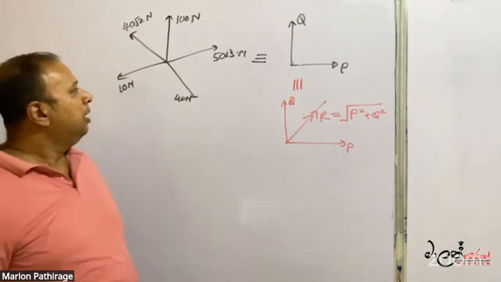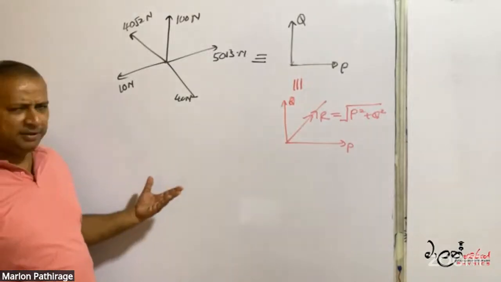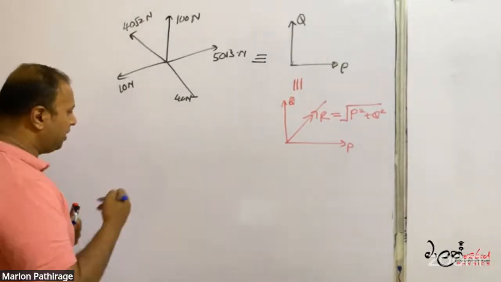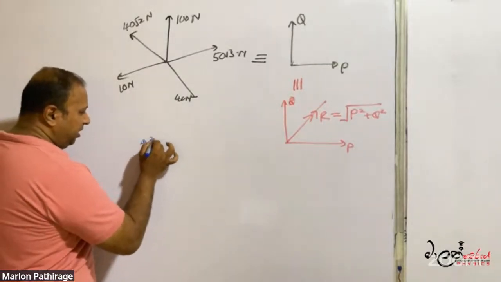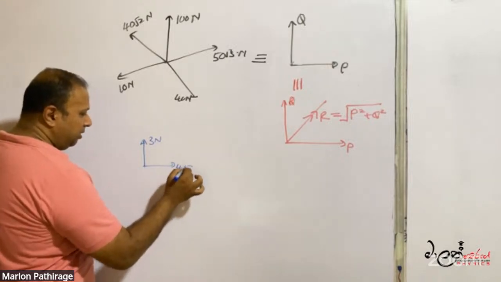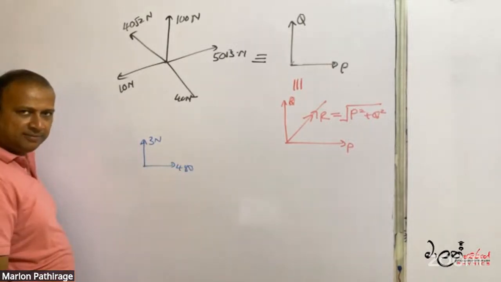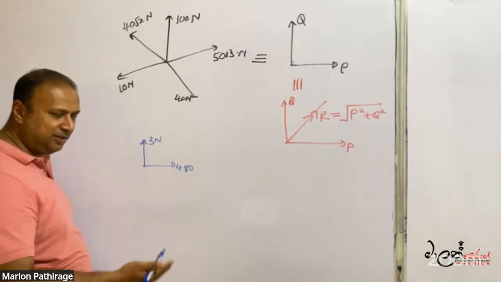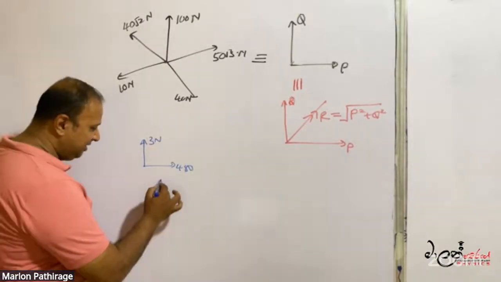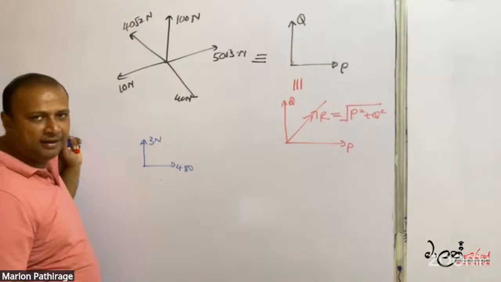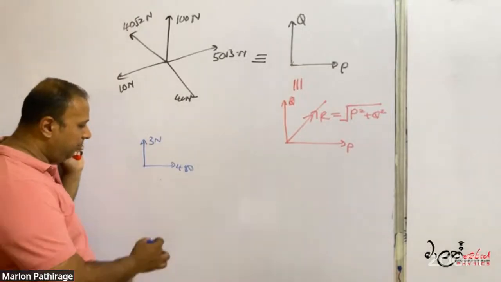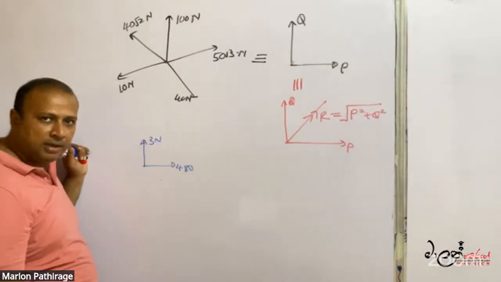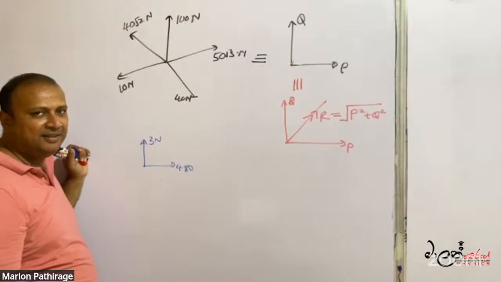No? Why? Suppose you are given two vectors, 3 Newton and 4 Newton. Can you take the resultant force? Tell me. Yes, you can. But if you are given more than two vectors, can you take the resultant force easily? No, you can't.